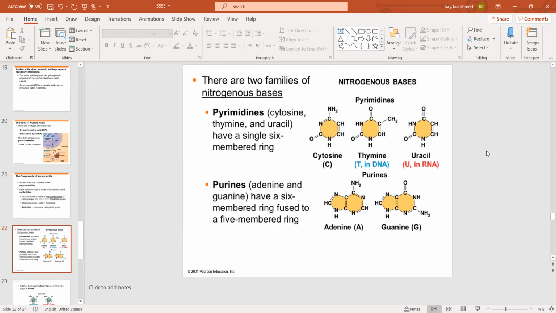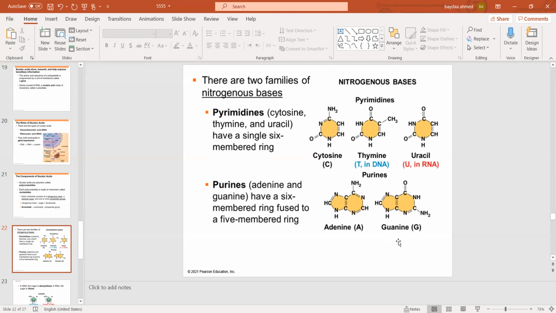There are two families of nitrogenous bases: pyrimidines and purines. Pyrimidines consist of cytosine, thymine, and uracil. Thymine is found only in DNA, uracil is found only in RNA. Purines are larger than pyrimidines. You see, they consist of two carbon rings. Those are composed of adenine and guanine.